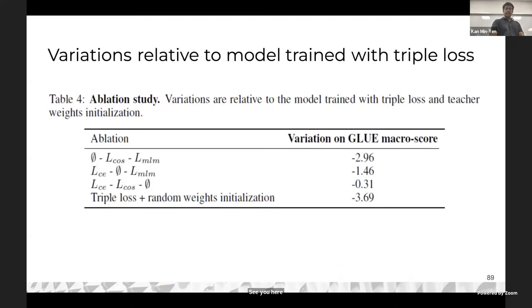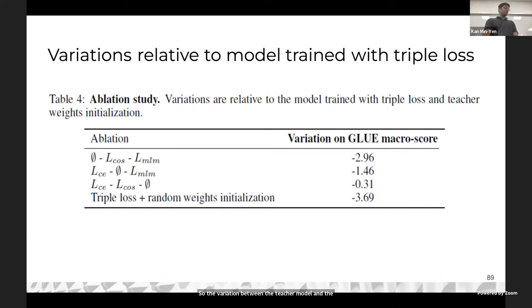And lastly, I want to talk about why they were optimizing it on a total of three losses, because as you can see, the variation was the least when they removed the masked language model loss, and it was a lot more if they removed the cosine loss or the cross entropy, so the variation between the teacher model and the student model.